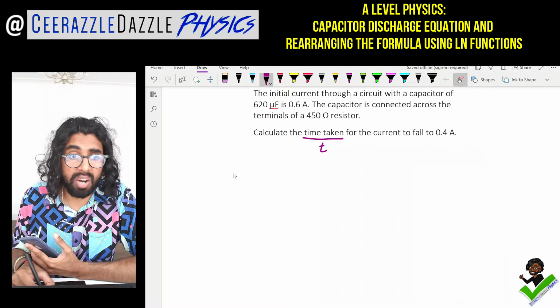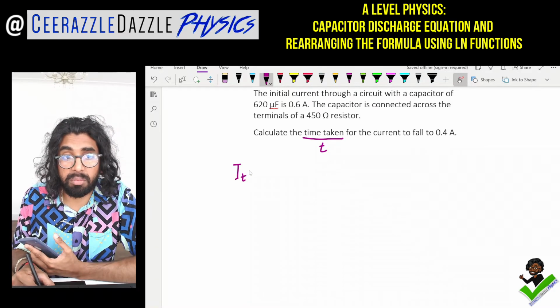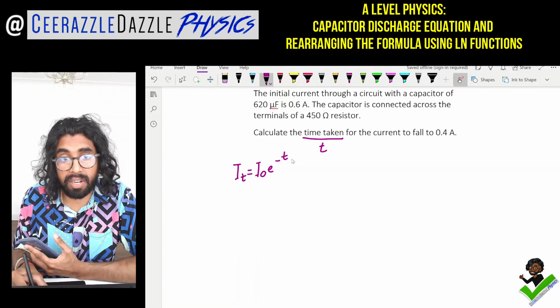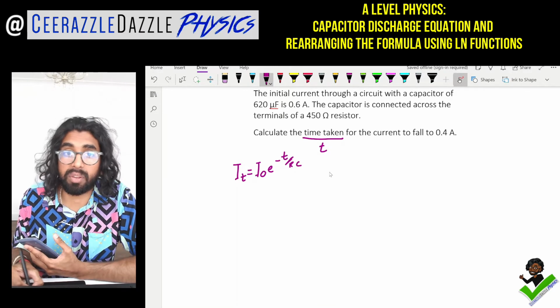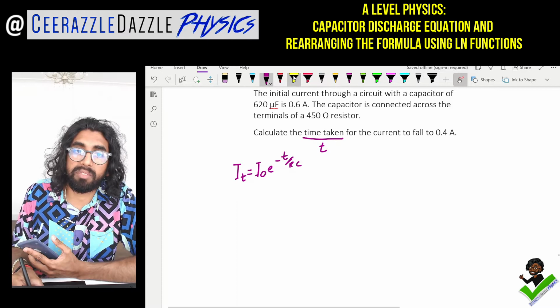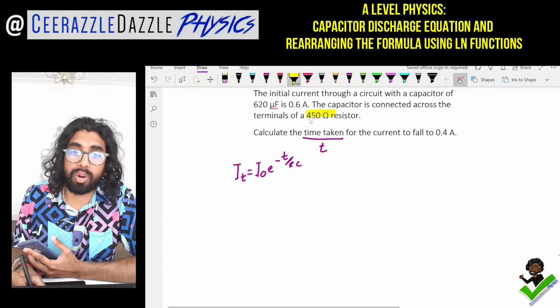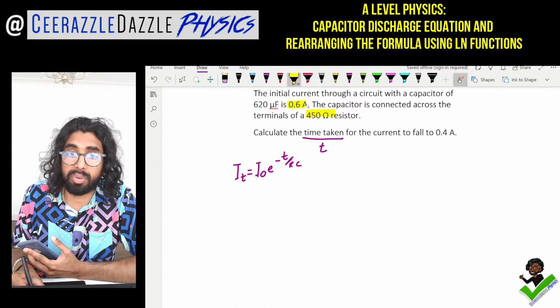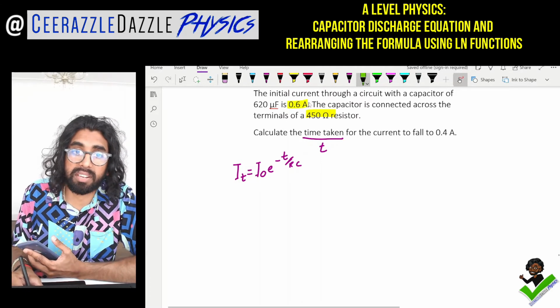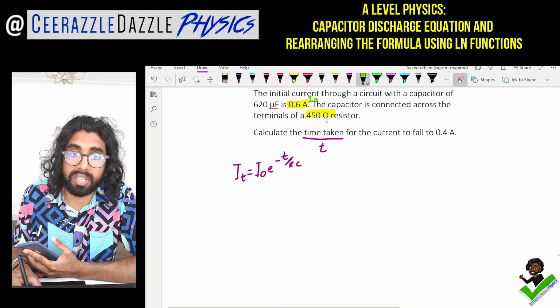So I'm going to use the current one. The current at a certain time is equal to I0 e to the minus t divided by RC. Here we go. There is my value of R, 450 ohms. The value of the initial current is 0.6. So let's put that down over here. This is I0. This is R.